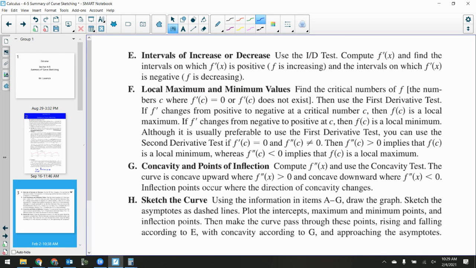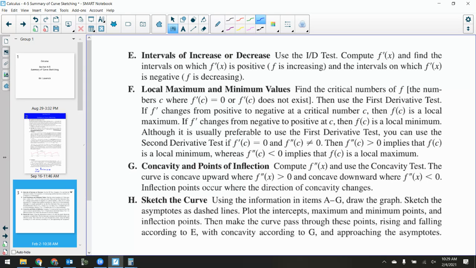You compute f prime of x and find the intervals on which f prime of x is positive, which means it's increasing, or when f prime is negative, which means it's decreasing. That's that sign analysis where we did that number line, and we put our critical points on that number line and see where it's positive, negative, positive, whatever. And that tells you whether the function is increasing or decreasing. And again, remember that you plug the things around your critical points back into f prime. You don't go back into the original, but you go back into f prime.